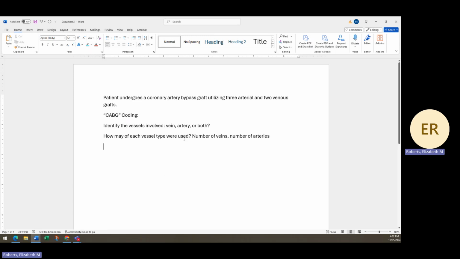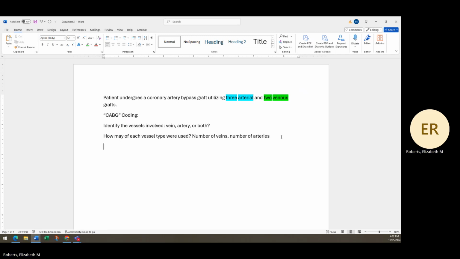If we look at my scenario up here, which vessels were involved: veins, arteries, or both? Here we have an arterial vessel, and we also have a venous vessel. My next question is, how many of each type were used? Well, I have three arterial vessels used, and two veins used. So I've got three arteries, two veins. All right, let's go from there. Now let's look at our codes.